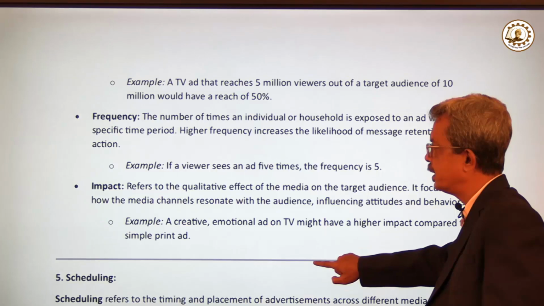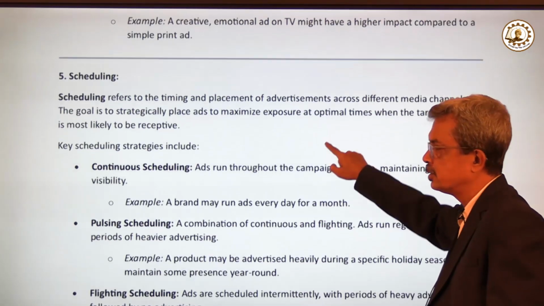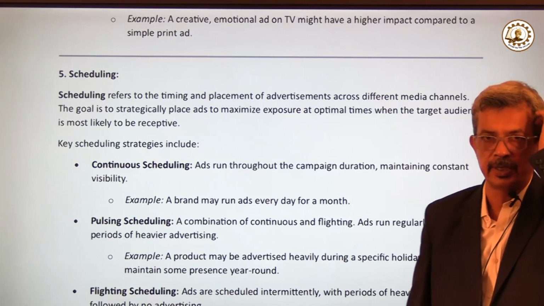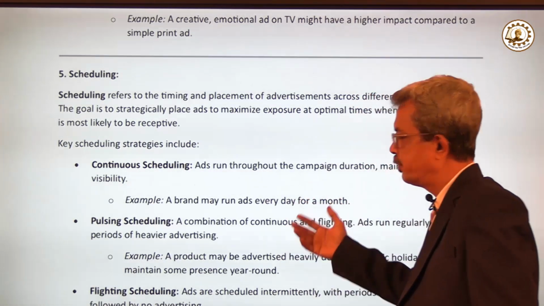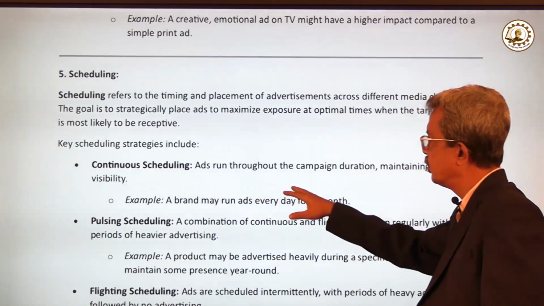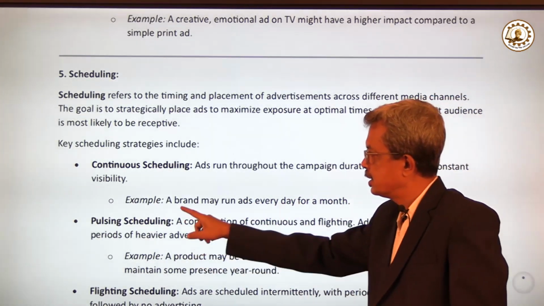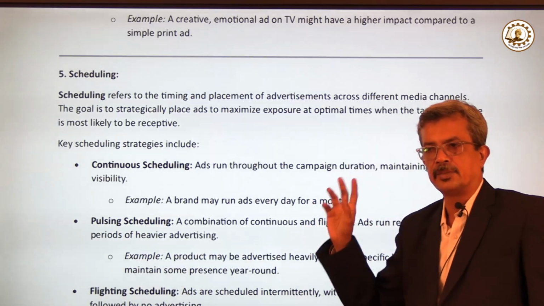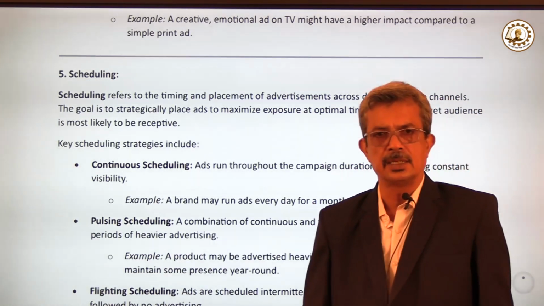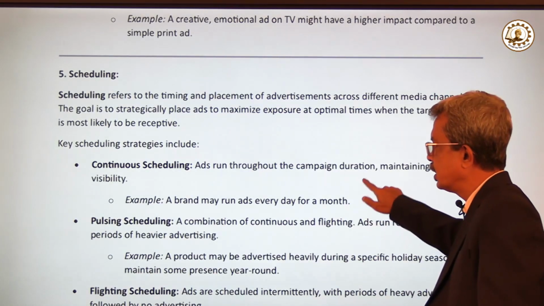Here I try to give an example with every topic. How does the scheduling look like? Scheduling is a technical part of your advertisement. What is the meaning of continuous scheduling? Ads run throughout the campaign duration and maintain constant visibility. For example, a brand may run every day of the month. A soap brand coming up every day of the month is continuous scheduling. You must be seeing it every single day.